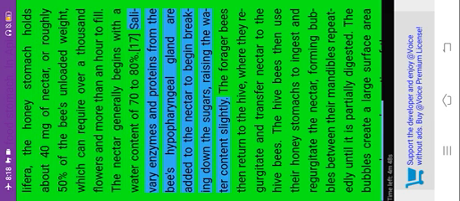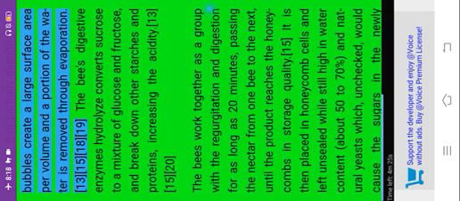Salivary enzymes and proteins from the bee's hypopharyngeal gland are added to the nectar to begin breaking down the sugars, raising the water content slightly. The forager bees then return to the hive, where they regurgitate and transfer nectar to the hive bees. The hive bees then use their honey stomachs to ingest and regurgitate the nectar, forming bubbles between their mandibles repeatedly until it is partially digested. The bubbles create a large surface area per volume and a portion of the water is removed through evaporation.